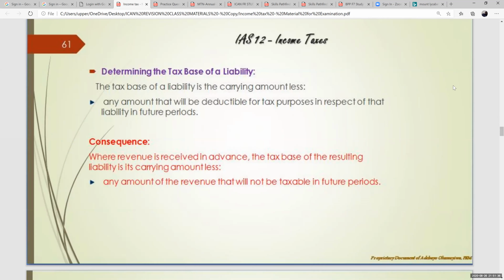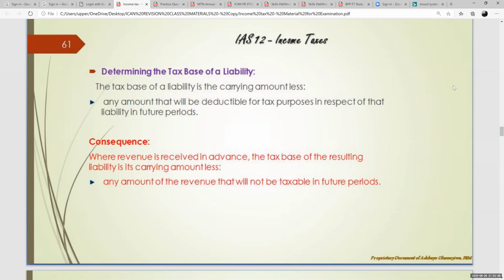But it is the carrying amount of that liability subject to an adjustment. And what is the adjustment? You adjust for any portion of the carrying amount of that liability that will be allowed for future deduction against taxable profits of that entity. Which then means that the tax base of a liability is the carrying amount of that liability less the amount that will be deducted against the taxable profit of the company in the future.